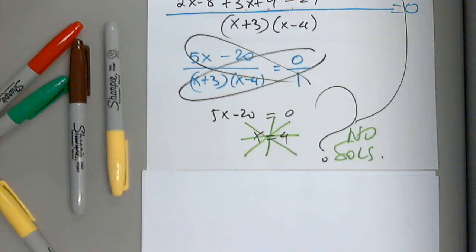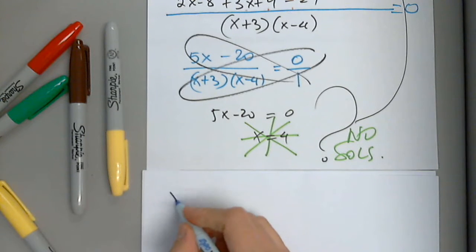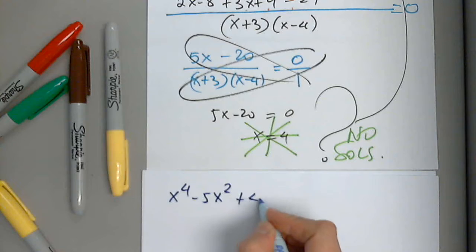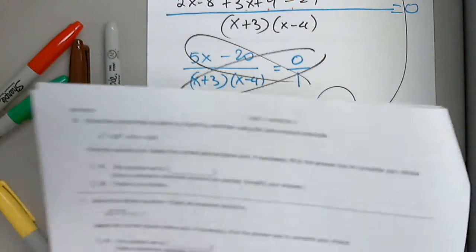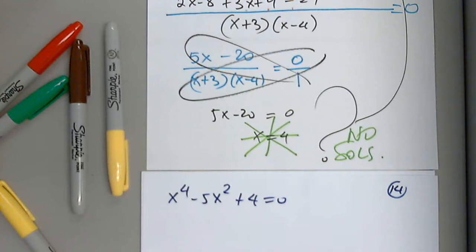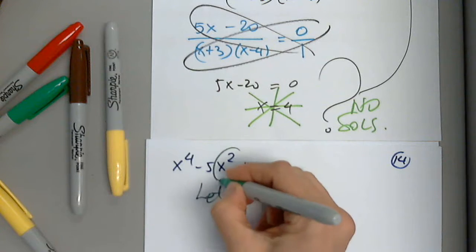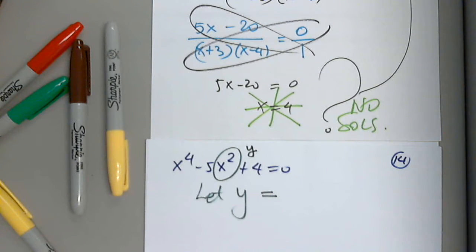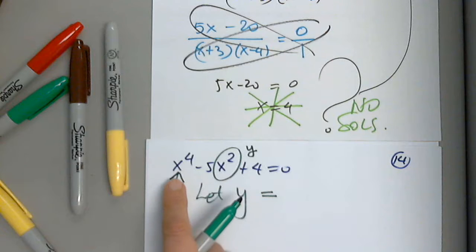Very good. So in number 8 we have x to the 4th minus 5x squared plus 4 equals 0. Of course I will read the requirements, because it helps us. I highly recommend you read the requirements. It will give you a hint and tell you what to do next. Yes, substitution. So what will you substitute? You will say let y be.